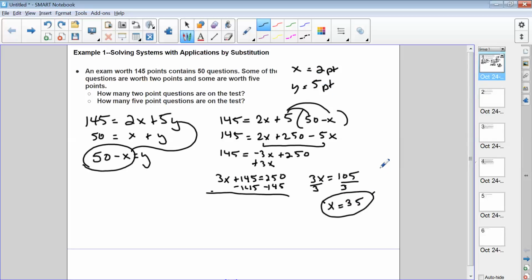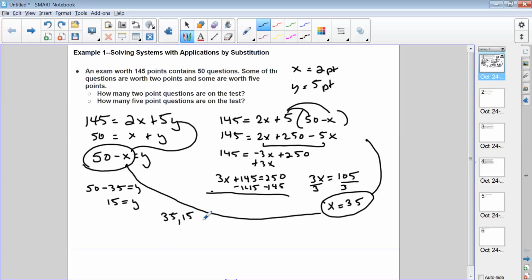So if I go over here and substitute an x in here, I'm going to get 50, subtract 35, and that should give me y. So 15 is equal to y. So my ordered pair would be 35, 15, which means there's 35 2-point questions and 15 5-point questions.